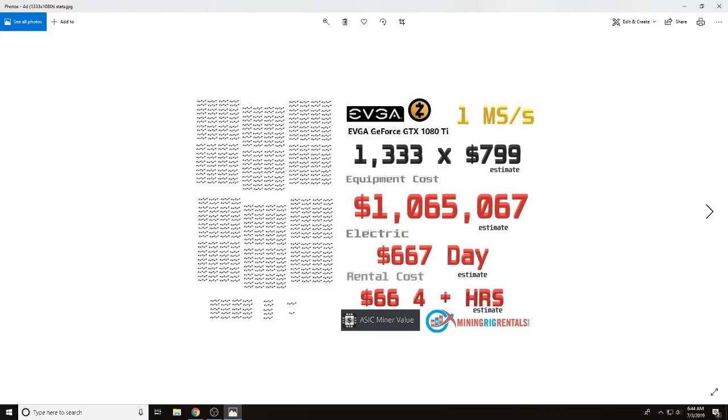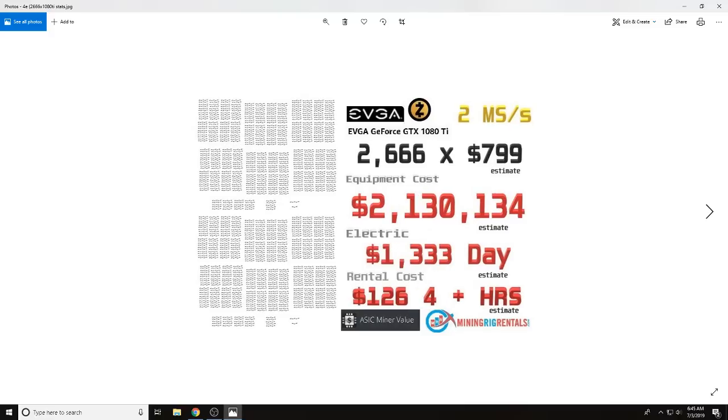So to get 1 million sols, that's 1,333 1080 Tis at $799 a pop new. That's an estimate. So that's over 1 million. It would cost you $667 a day to power that up with your electric. It costs $66 for 4+ hours from miningrigrentals.com.